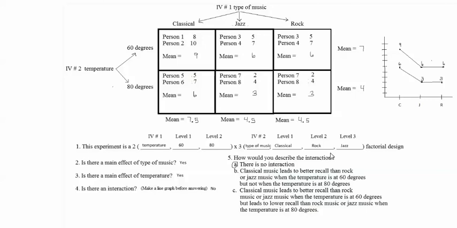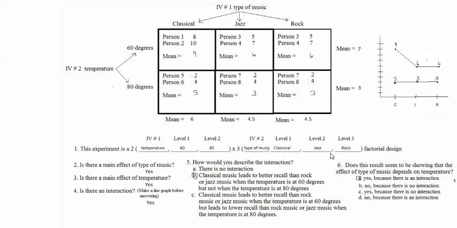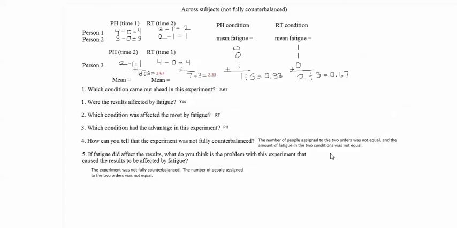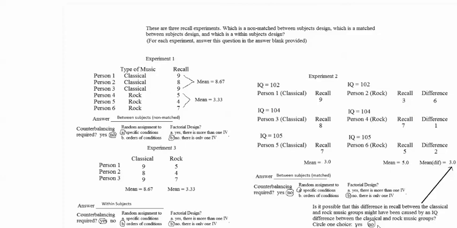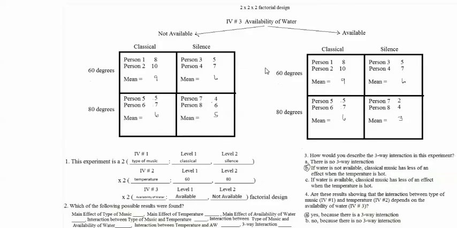Let's now look at the three-way interaction. So we had a 2x2 design and a 2x3 design. Now we have a 2x2x2 design. So I filled in all of these cell means for all 8 boxes. And we have 2 different types of music, 2 different temperatures.